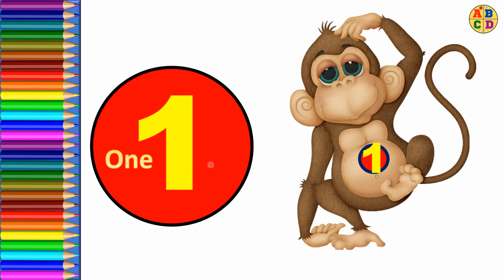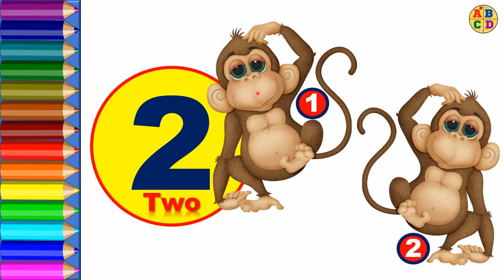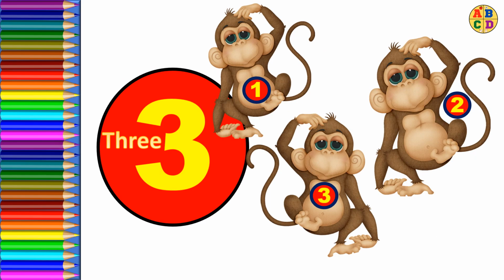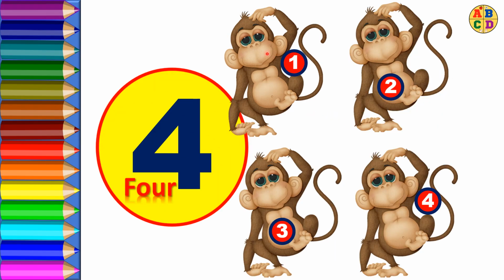Start from 1. 1. 1 monkey. Next 2. 1, 2. 2 monkeys. Next 3. 1, 2, 3. 3 monkeys. Next 4. 1, 2, 3, 4.